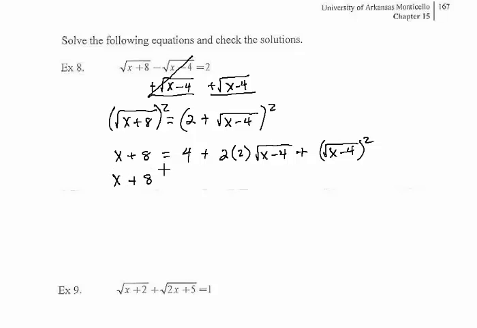Simplifying this gives us x plus 8, nothing changes on the left, a 4, plus a 4 times the square root of x minus 4, and then this just becomes an x minus 4. The square cancels out this square root here. Alright, so you see now that we have 1 radical left. We started with 2, now we just have 1. We want to get this piece by itself.